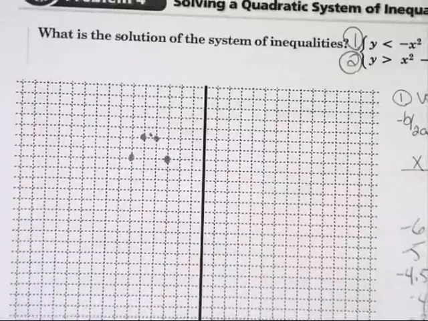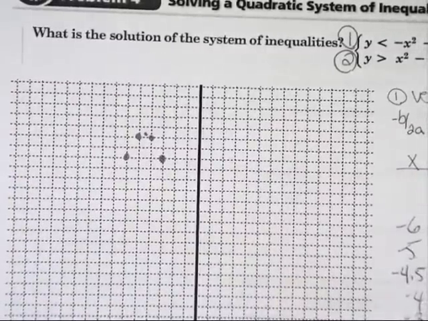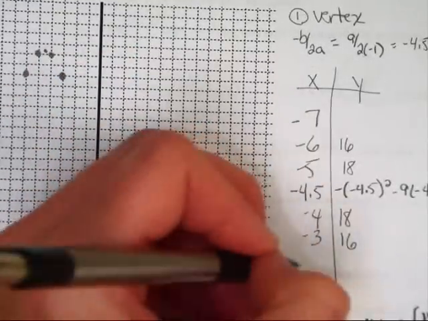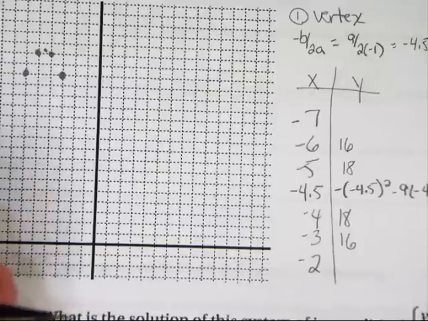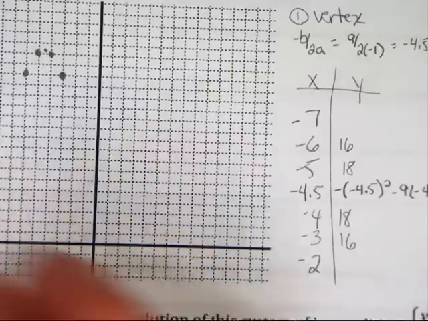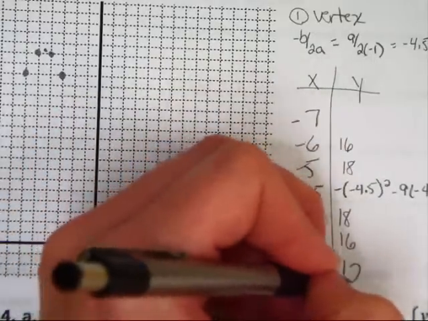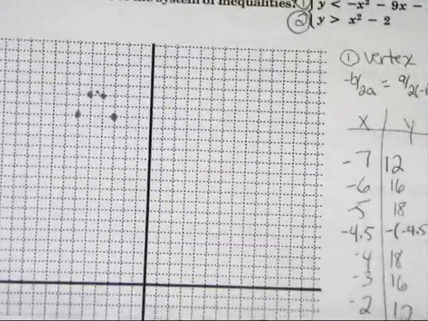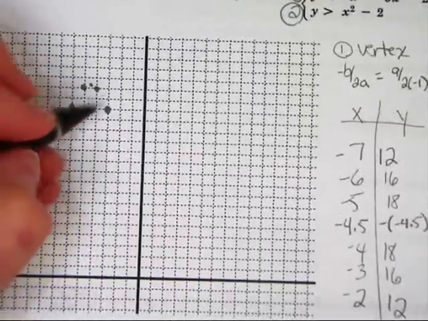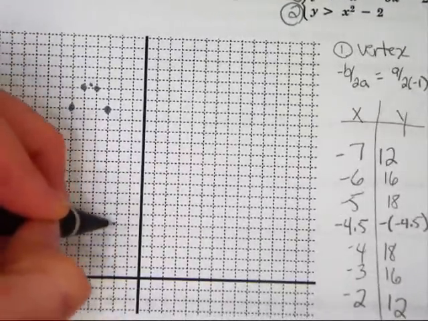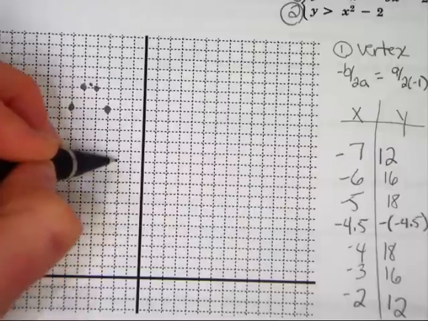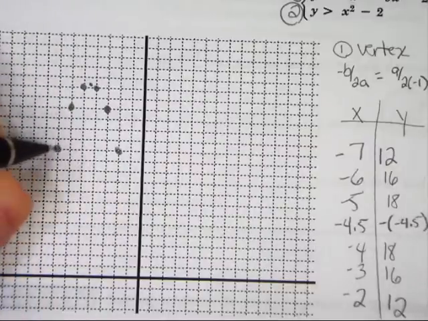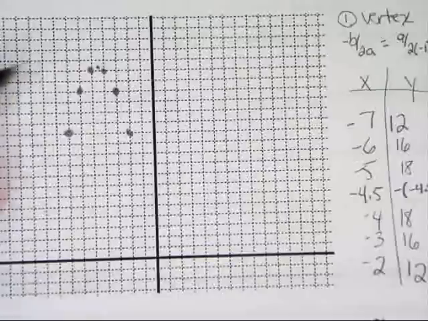Now, I don't personally feel like this is a very good graph. So what I'm going to do is go to my chart, and go even lower and even higher. When you plug in negative 7, you'll get 12. And if you do 2, you'll get 12. That's going to give me a prettier graph. Okay, so I'm going to go negative 2, 12. And negative 7, 12. That's really going to help my graph come together.